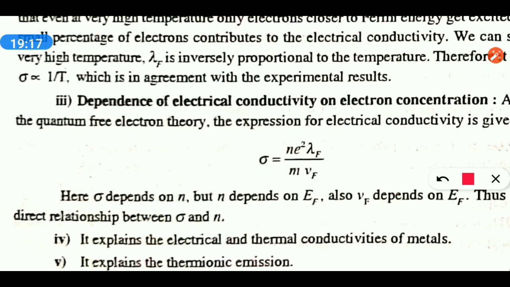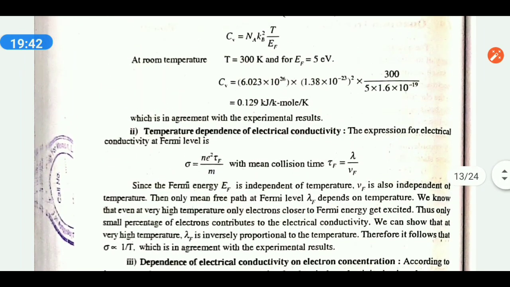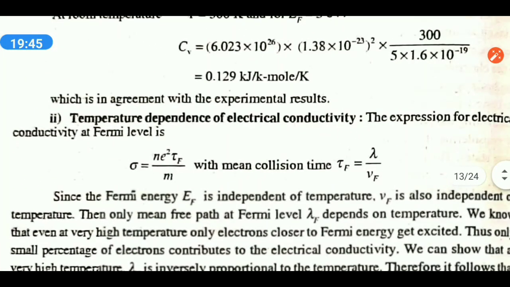The fourth point: it explains the electrical and thermal conductivities of the metal. And the fifth point: it explains thermionic emission, that is, how electrons are emitted when a metal is heated. It is also successful in explaining the temperature dependence of electrical conductivity.